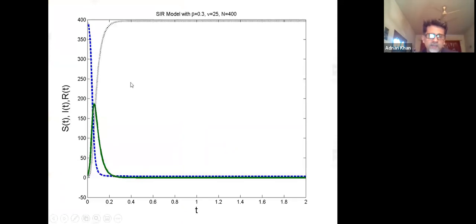So this is something I just did to show you the simple SIR model. Here R, which is beta, is equal to 0.3, and I took A, which is arbitrary, to be 25. So it's a very shortly lived disease. And N is equal to 400. Initially there were 2 infecteds. I took I naught equals 2, so S naught was 398.